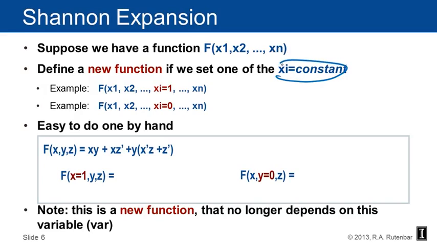So we've got this variable xi as a constant, and we're just going to either set the value of xi to be a 1, or we're going to set the value of xi to be a 0. That's pretty easy to do. Let's just do a couple of examples.